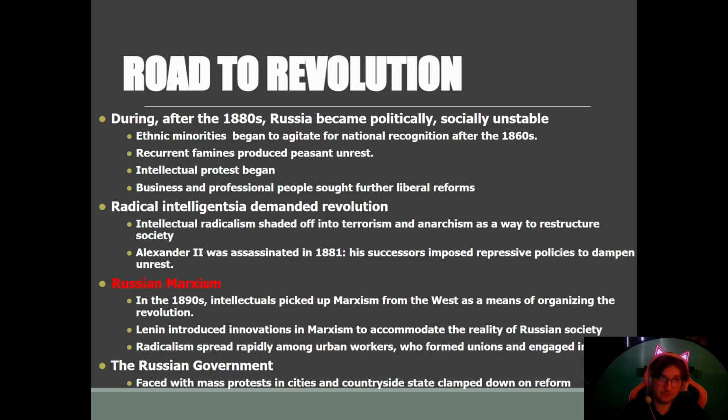In the 1890s, the intellectuals picked up Marxism, which is just communism, from the West as a means of organizing the revolution. Vladimir Lenin introduced innovations in Marxism to accommodate the reality of Russian society. And radicalism begins to spread rapidly amongst the urban workers who form unions and engage in strikes, which really irritates the government, which forces them to clamp down even harder, to become more dictatorial, more repressive, to stop these reforms from stopping the country.